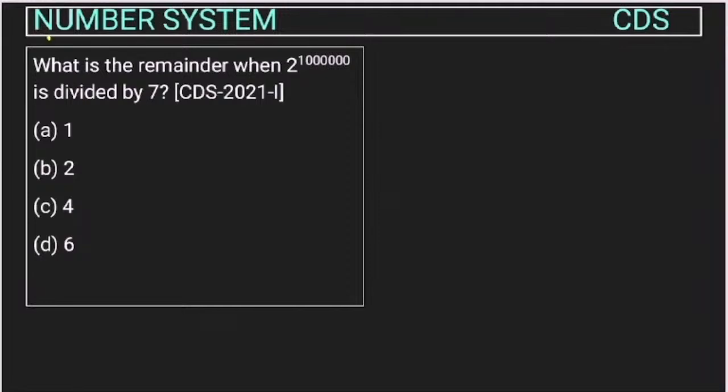Now this question from the number system chapter was asked by UPSC and CDS exams. What is the remainder when 2 to the power of this much is divided by 7? How do we do these kinds of questions? We write 1 and count the zeros: 1, 2, 3, 4, 5, 6. So there are 6 zeros.